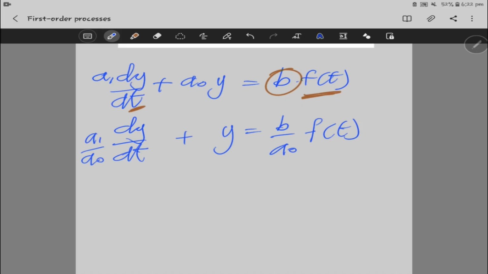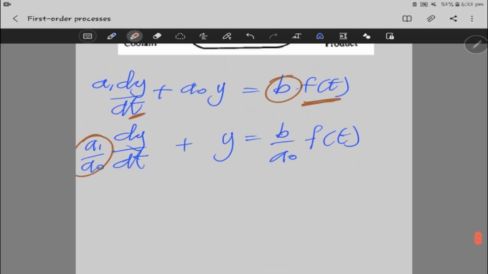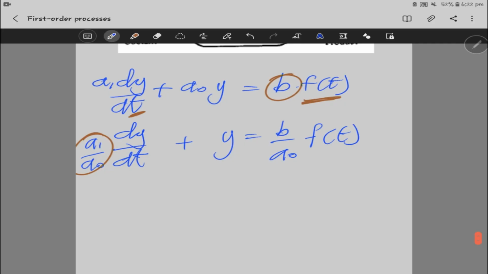So when we get it this way, whatever is attached to the differential equation here is what we call the time constant. If you have any first order differential equation and you're able to rearrange it to this form, then this a1 over a0 is what we call the time constant of the process. Remember, time constant of the process, and we will talk about why we put that p there as we move on. And then this b over a0 is what we call the gain, and we'll talk about this very soon.